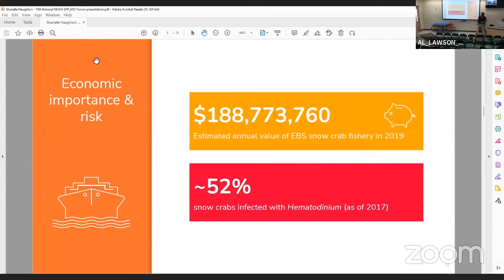So, with an expected price of $4.12 per Tanner crab and $3.98 per snow crab, the estimated annual value of this combined snow crab fishery is over $180 million. With Hematodinium prevalence remaining above 50%, you can now see some of the implications that an increase in Hematodinium prevalence has on this economic value.